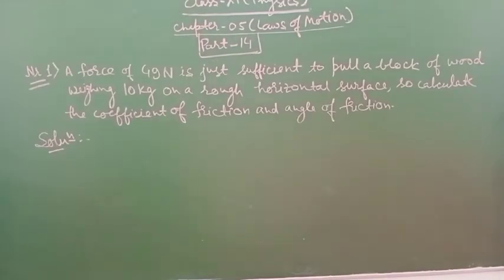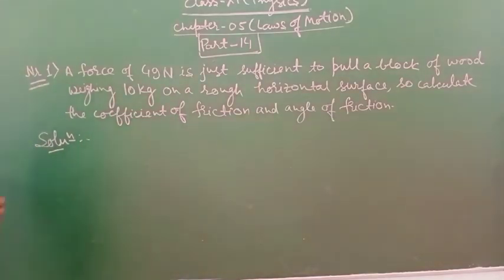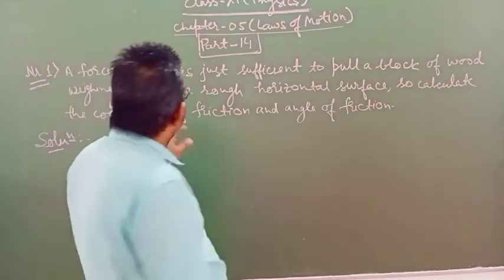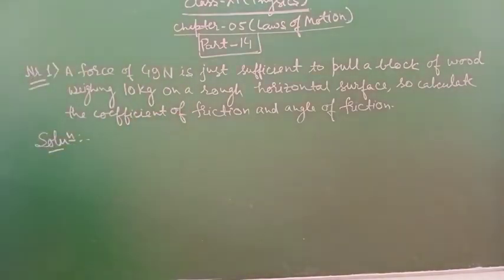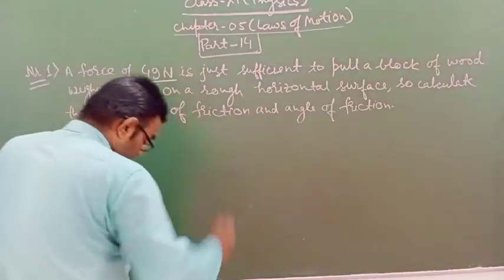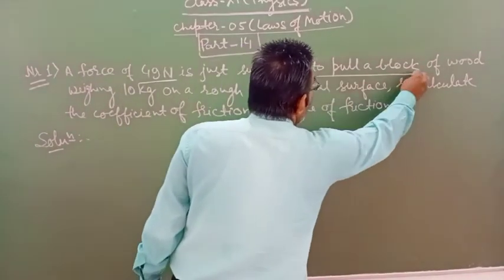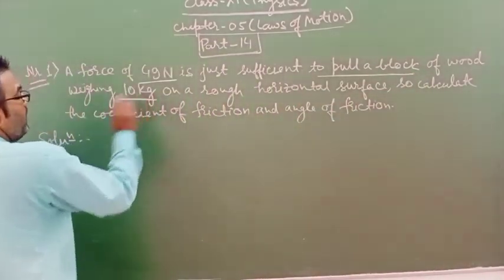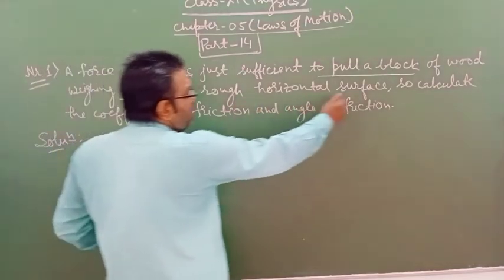Yes, students. Now look at the numerical which is in front of you. In this numerical, a force of 49 Newton is sufficient to pull a block of wood weighing 10 kg. It is the mass of the block, given on the rough horizontal surface.